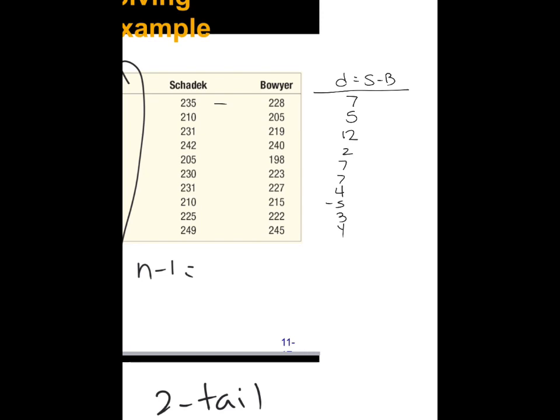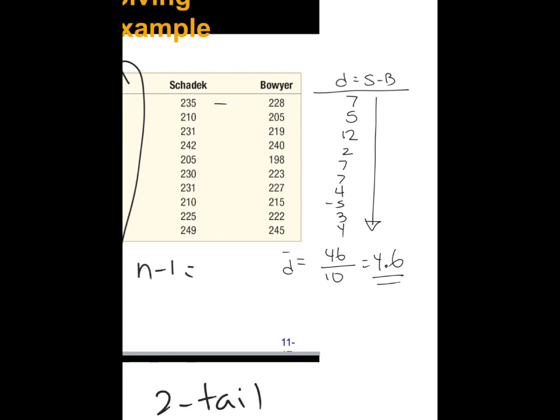Now remember, to get the mean, we have to add up all the differences and divide by n. So we add up this column and we get 46. We divide that by the 10 observations and find that the mean difference is 4.6.